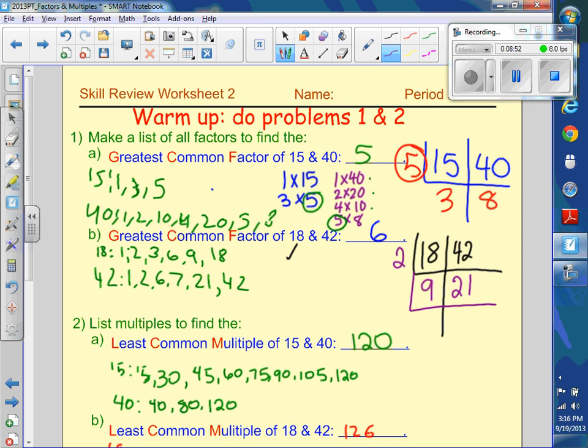What goes into 9 and 21? 3. 9 divided by 3 is 3. 21 divided by 3 is 7. What goes into 3 and 7? Only 1. So how do I find the GCF with these two numbers? You just multiply them together. So the GCF here is 2 times 3. We already knew the answer was 6.